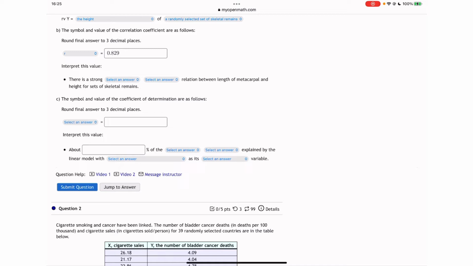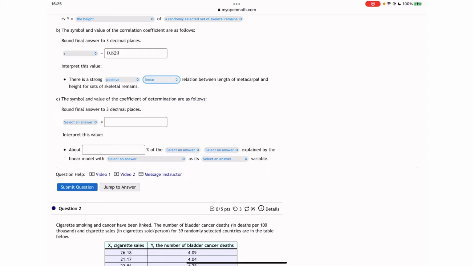Okay, so there is a strong correlation: 0.829 is above 0.5, and when the correlation is above 0.5 and closer to 1, because the maximum is 1, the minimum is 0, so 0.5 is a 50-50 correlation. So the closer to 1, the stronger the correlation. Since we have 0.829, it's a strong positive linear relation between length and height.